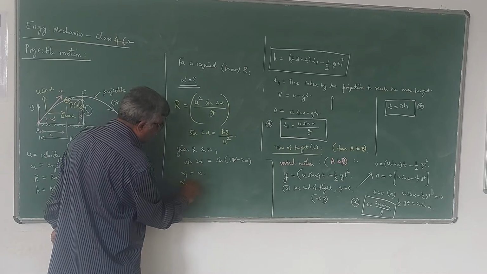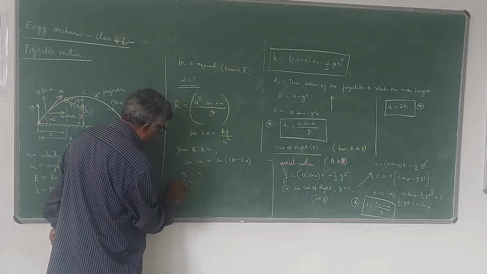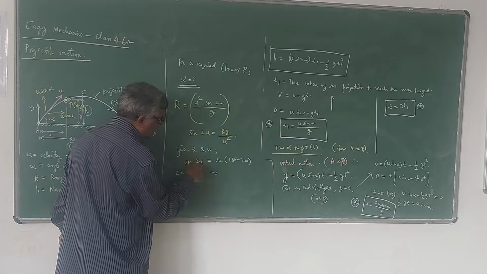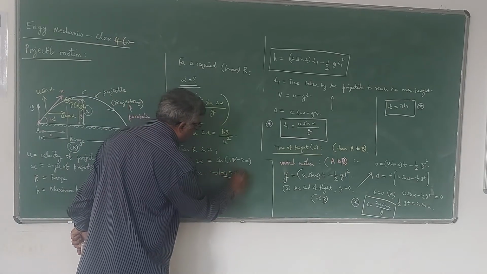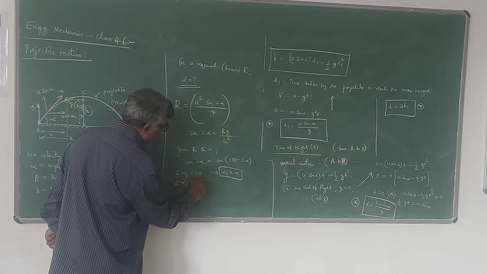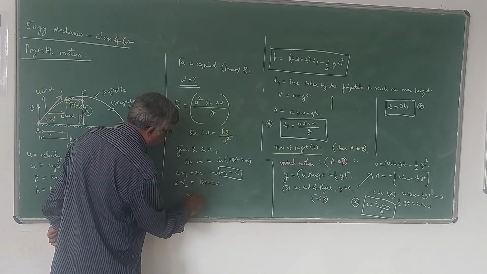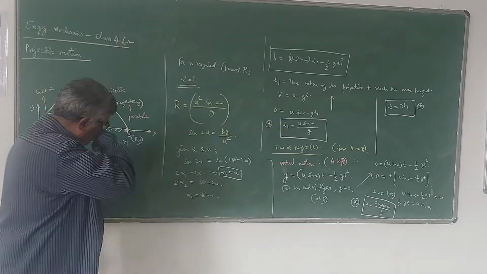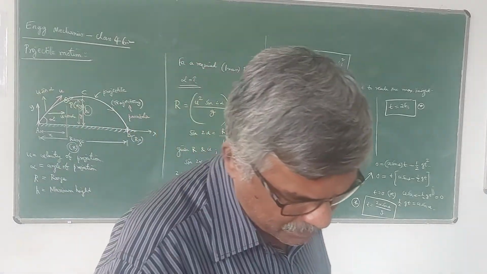Another value of alpha will be 2 alpha 2. I can write like this, 2 alpha 1 is equal to 2 alpha. That is one value of alpha, that is alpha itself. Another value will be 2 alpha 2 is equal to 180 minus 2 alpha, or alpha 2 is equal to 90 minus alpha.